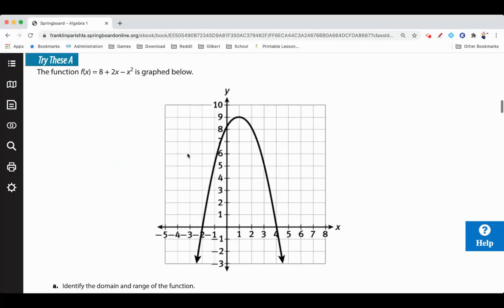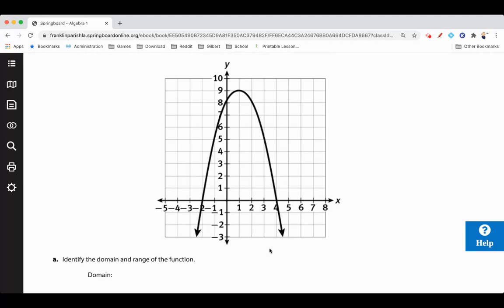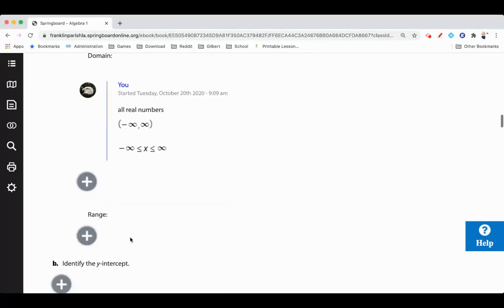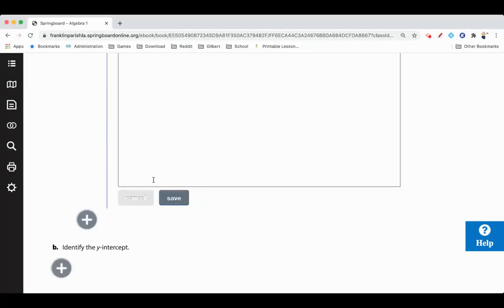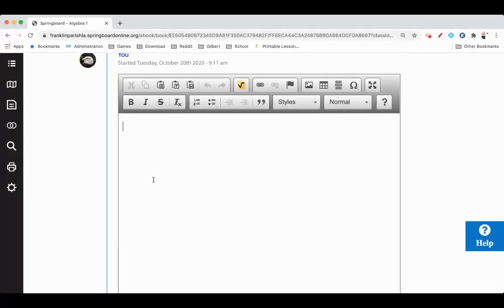The range, well, you can see that it goes down forever, so that's negative infinity up to 9. It stops at 9. And so our range, we could say y is less than or equal to 9. Okay, everything less than 9, including 9, that's one way to write it.